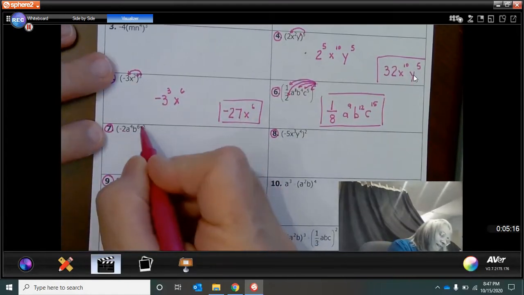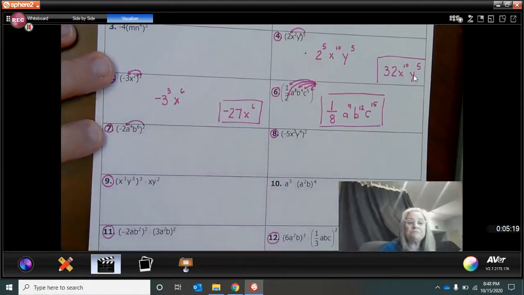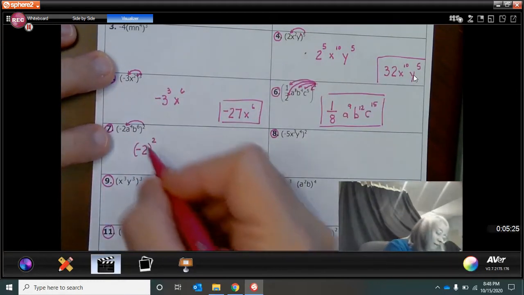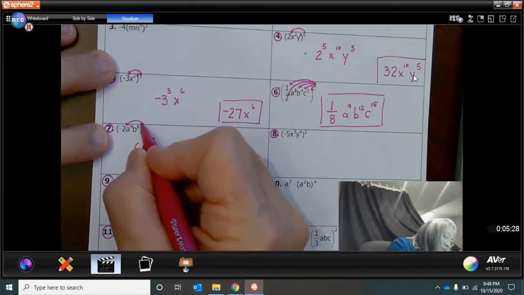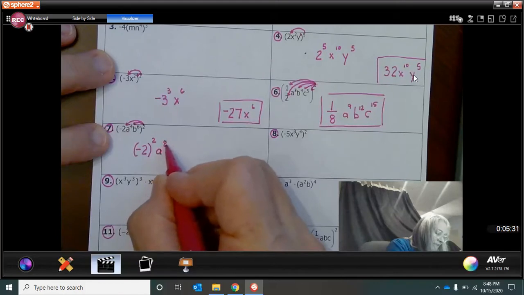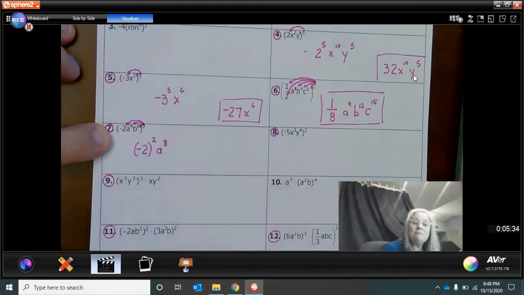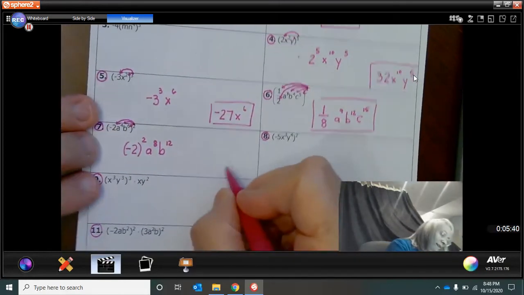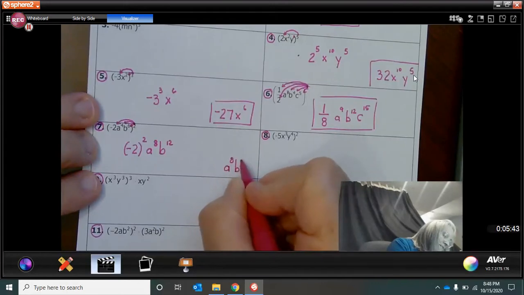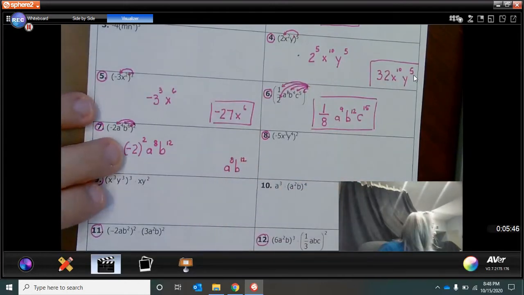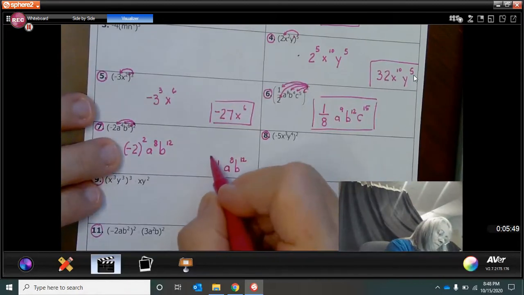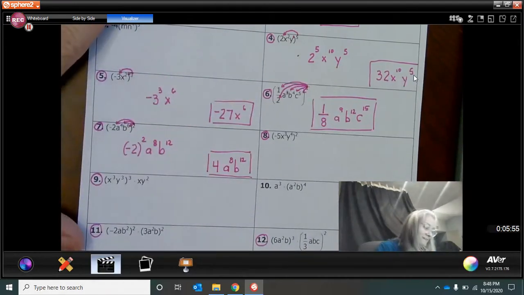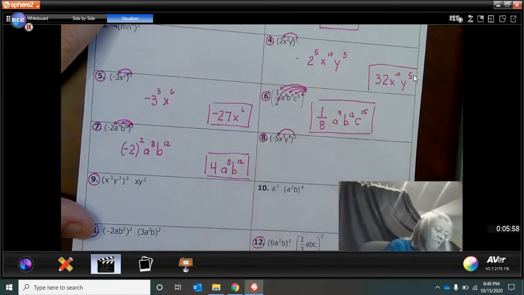So here I have a negative 2 being raised to the power of 2. So what we really have is negative 2 squared. And then we have a to the 4th being raised to the power of 2, so it becomes a to the 8th. Then we have b to the 6th being raised to the power of 2, so we have b to the 12th. Okay, so my variables are done. We have a to the 8th, b to the 12th. Now negative 2 times negative 2 is a nice positive 4. And you're done.